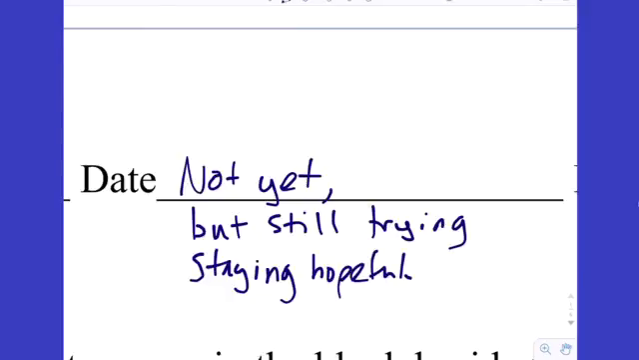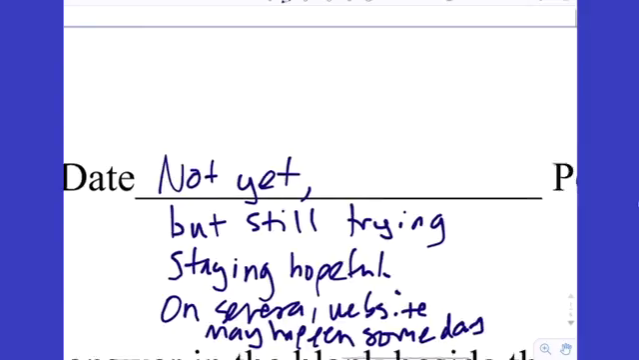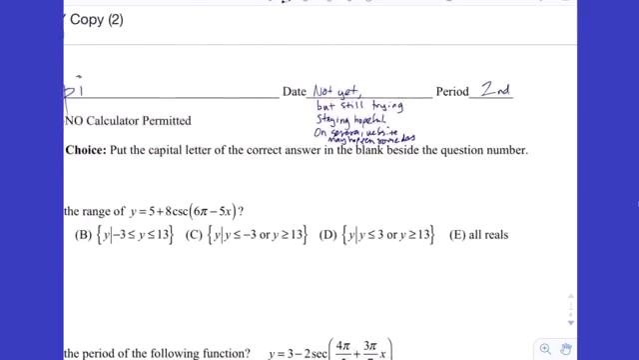Staying hopeful on several websites. May happen someday. Okay, good. So, or you know, whatever. And then period, that would be second, right? Or two. Okay? So that was easy. So everyone should have that one. So make sure you fill those in.